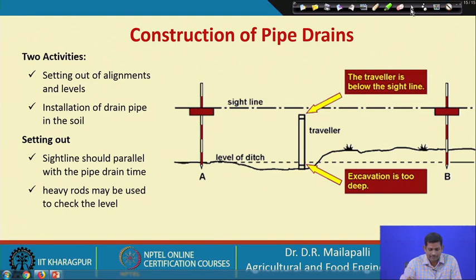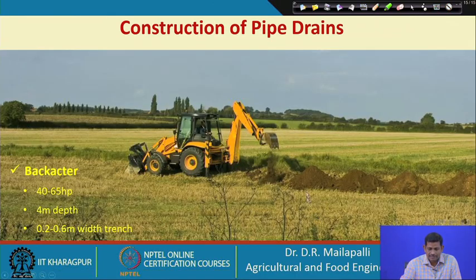So, the next is installation. The construction: once the land is leveled and the pipe drain system is demarcated, you have to use machinery to construct or excavate the trenches to install the pipe drains. Here, for example, the backhoe. The backhoe is a kind of heavy bulldozer, if you see here.